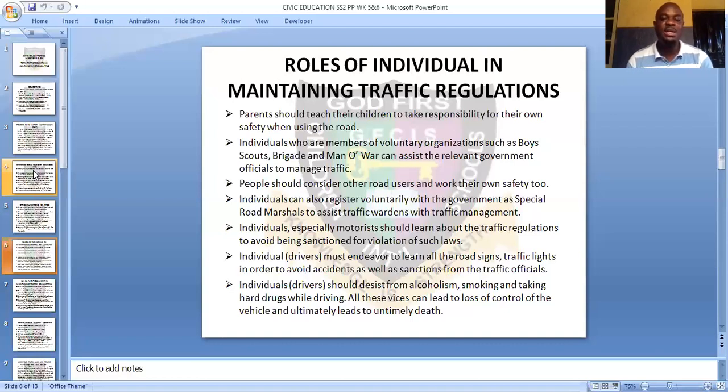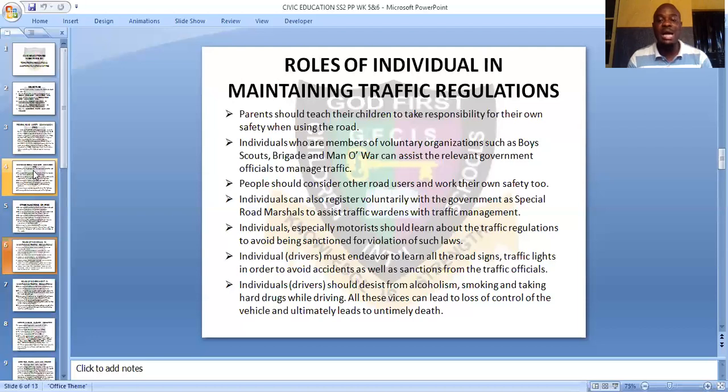Then another one is individuals and drivers should desist from alcoholism, smoking, and taking drugs while driving. We know that it's not right to be drinking alcohol either before or while driving, or smoking or taking drugs. All these would distract you, and as a result you lose control and an accident will occur, and this will cause a lot of havoc on the road.